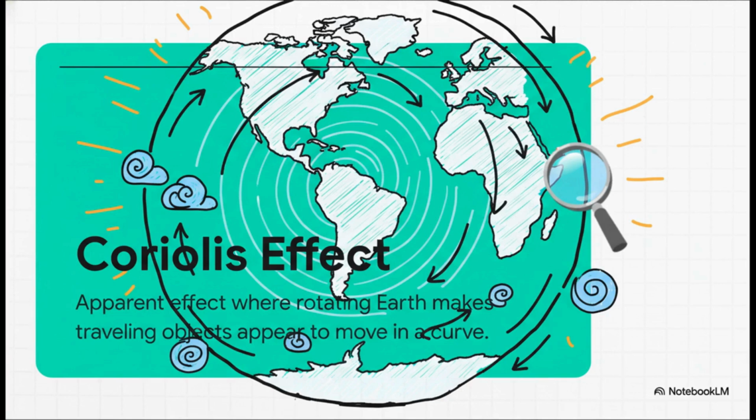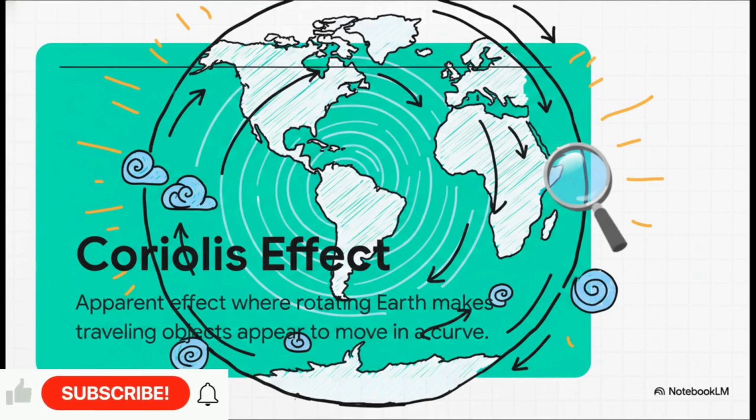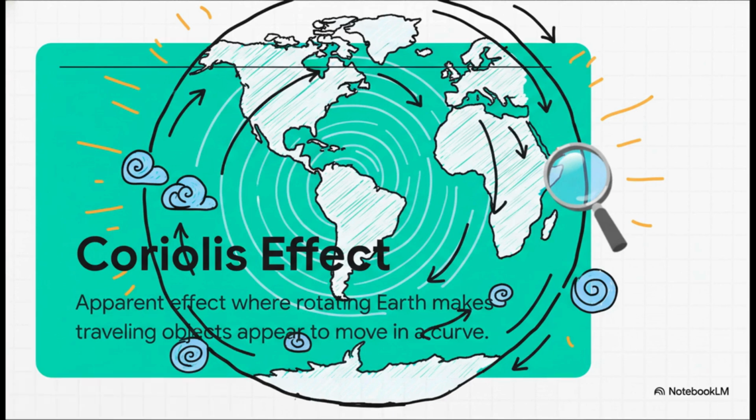To understand this spinning weather engine, we really have to define the Coriolis effect. Basically, it's an apparent effect produced by a rotating frame of reference. It makes objects traveling long distances appear to move in a curve instead of a straight line. This is the main reason why our winds curve and weather systems swirl predictably across the globe, rather than just shooting straight north or south.